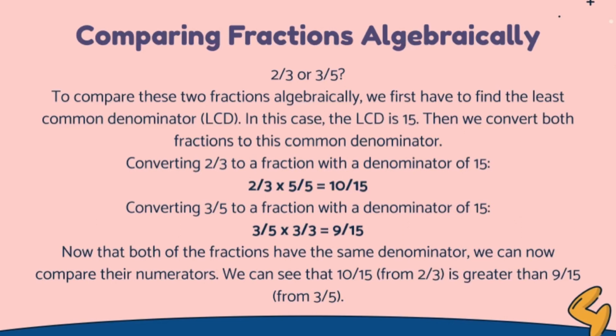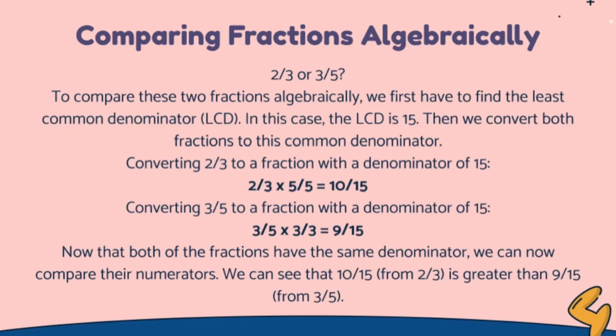2/3 or 3/5. To compare these two fractions algebraically, we first have to find the least common denominator. In this case, the least common denominator is 15. Then we convert both of the fractions to this common denominator.